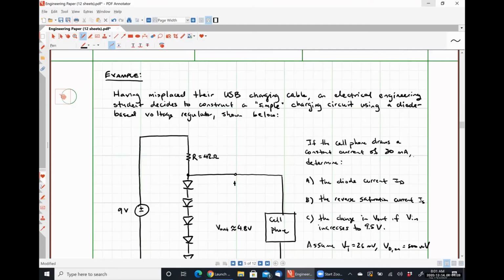All right, so we're going to start today off with an example because it's going to kind of guide us towards what we are talking about. So I've written down an example problem here. Having misplaced their USB charging cable, an electrical engineering student decides to construct a simple charging circuit using a diode-based voltage regulator as shown below.